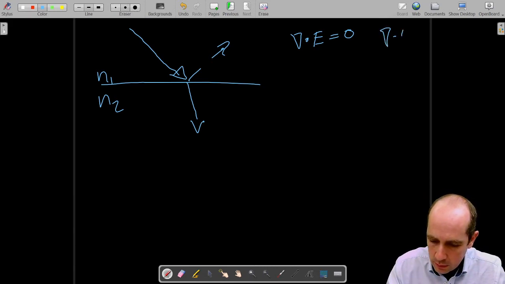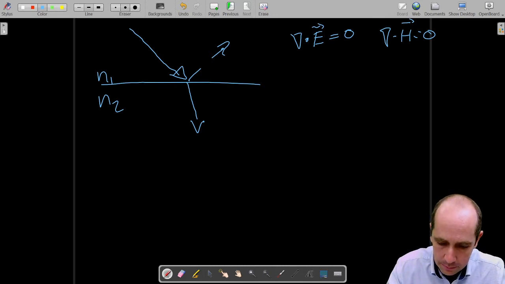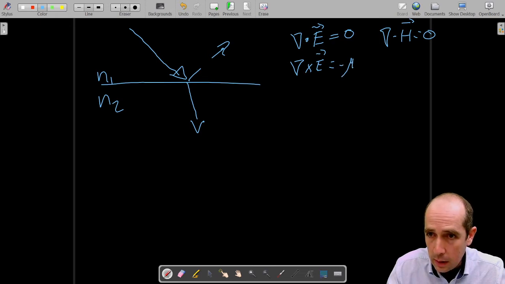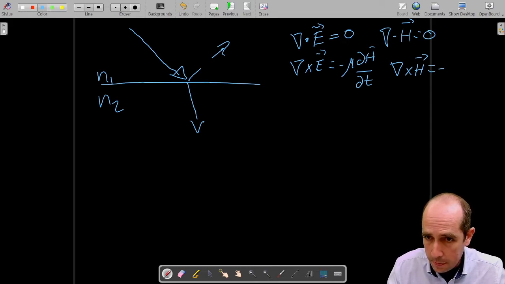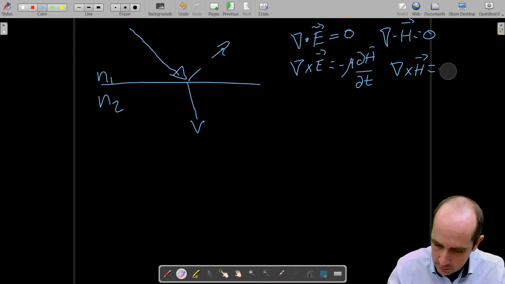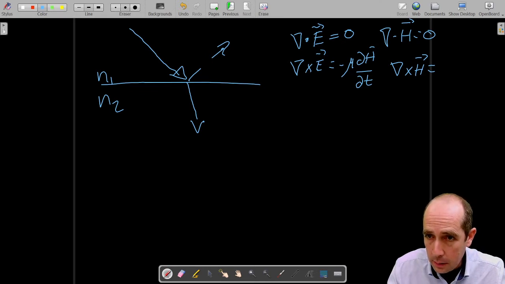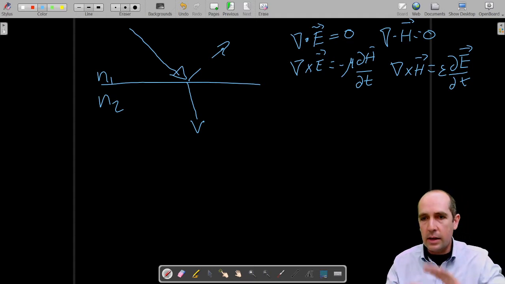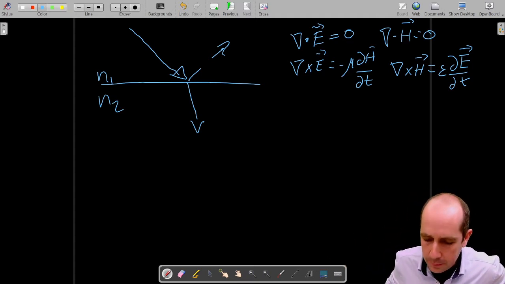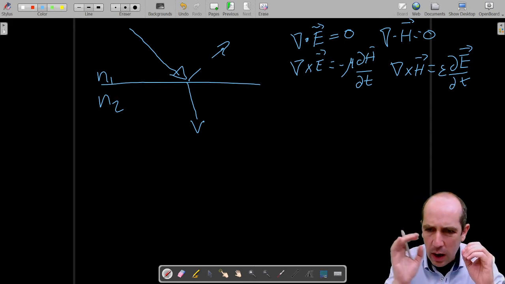We have that the divergence of the magnetic field is equal to zero as well. And we have that the curl of the electric field is equal to minus mu, the derivative of H with respect to time. And we have that the curl of the magnetic field is going to be plus epsilon times the derivative of the electric field with respect to time, again in the absence of currents and other sources. So from these two equations, I just want to make a few notes around them.